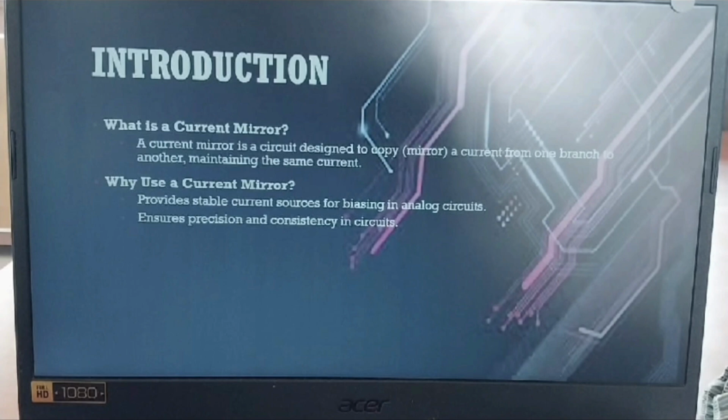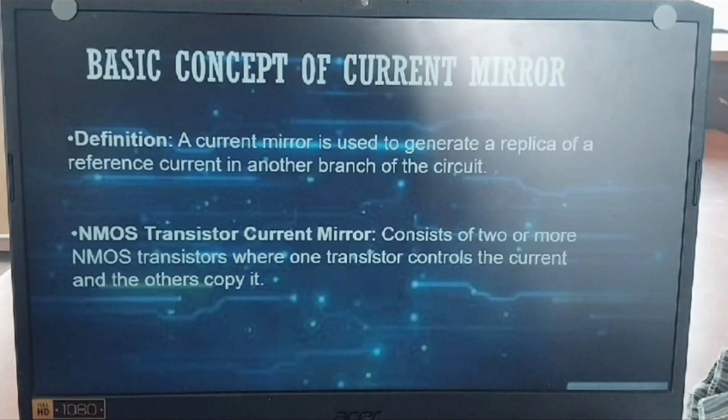So why do we use a current mirror? It provides stable current sources for biasing in analog circuits. So in the case of analog circuits, we need a stable current. In order to provide a stable current, we'll use a current mirror. And the next point is that it ensures precision and consistency in circuits.